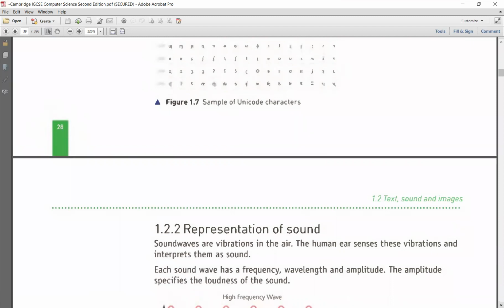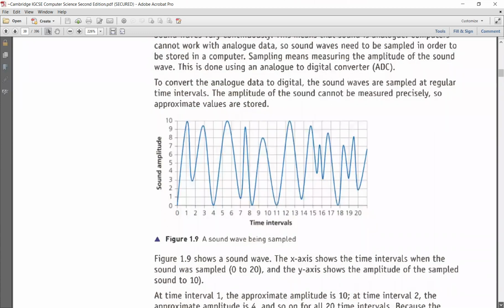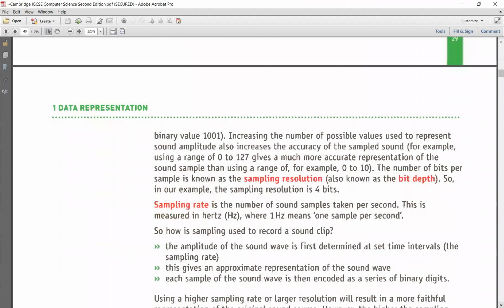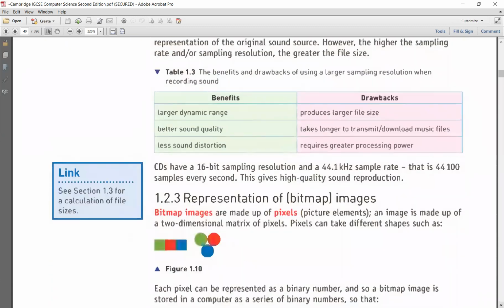The next topic that you have to study in chapter number 1 is representation of sound. In this topic, you need to actually remember a few definitions, and there is a chance that you can get those definitions in your paper. These are sampling resolution and sampling rate. As you can see, the number of bits per sample is known as sampling resolution, and the same is also known as the bit depth. Sampling rate is the number of sound samples taken per second, and it is measured in hertz. This is going to give you the correct answer. This will definitely give you 1 out of 1 or 2 out of 2, depending upon your answer required.